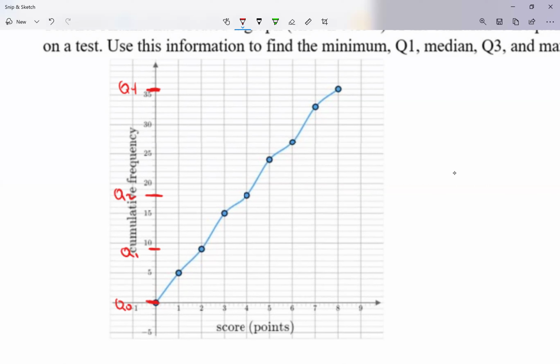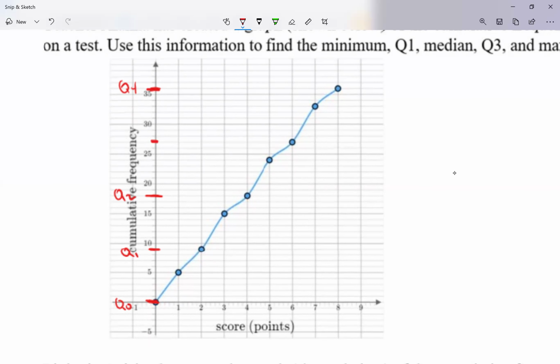How about my quartile 3? That's in between 18 and 36. What number is in between 18 and 36? If you don't know, then add 18 plus 36 divided by 2. I know 18 plus 36 is 54. Divided by 2 is 27. So I'm going to say here, this is going to give me my value for quartile 3.